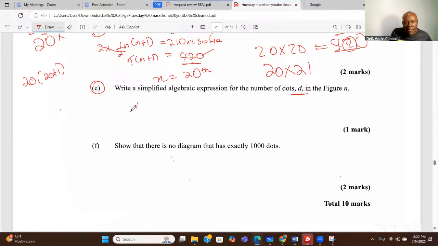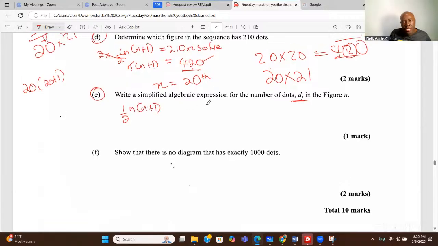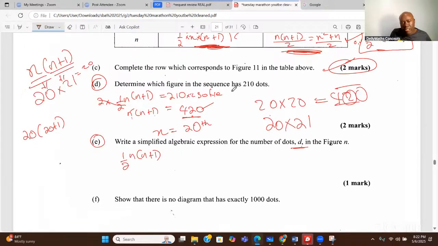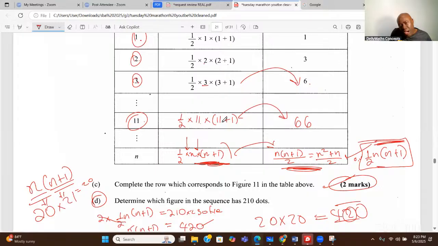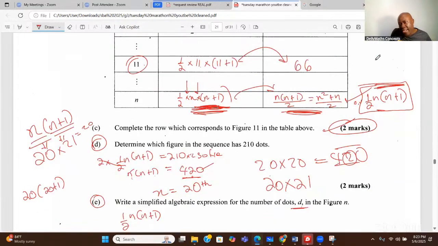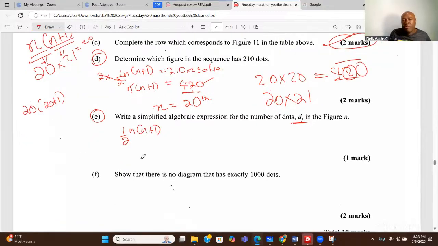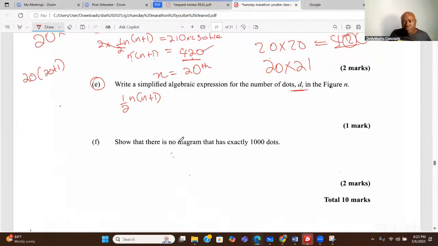We have the same of N, the same of N plus 1. D, look, they're saying to write a D, like, simplify this. But we had done it long ago. We simplified it and got this long ago. That's the simplified version.